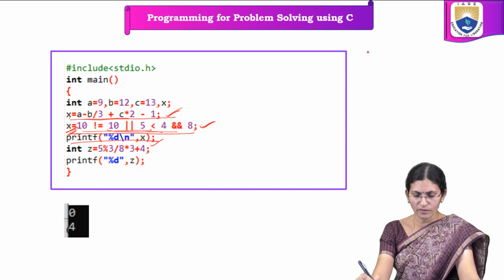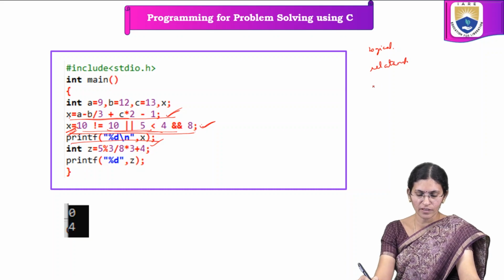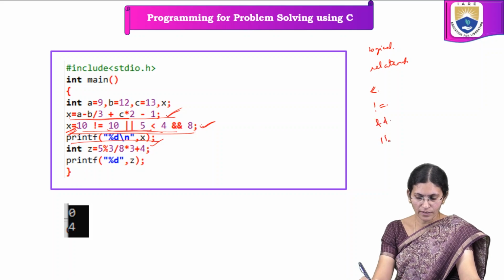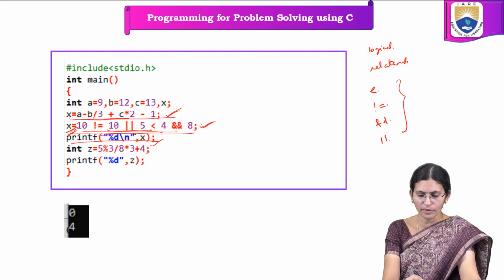So let us see how this expression is evaluated. In this expression we have logical operators and then relational operators. Let us see the precedence and then associativity. First the relational operators are evaluated. Then after that this operator is evaluated. After that the ampersand, and this is the order of evaluation of the operators in this expression.